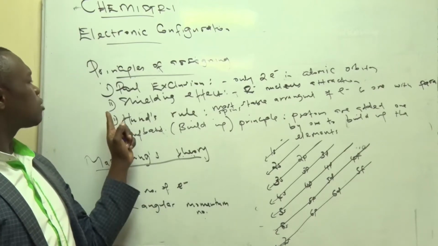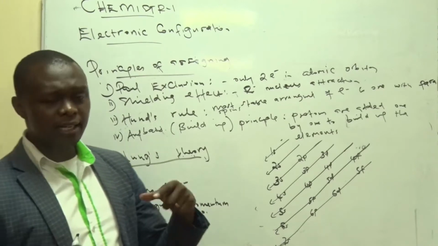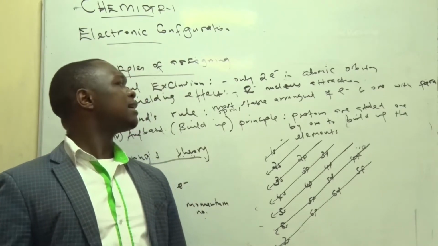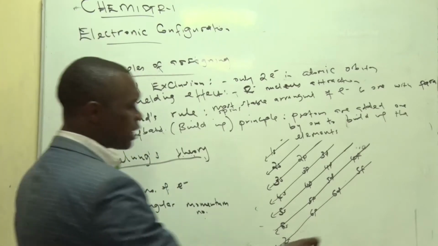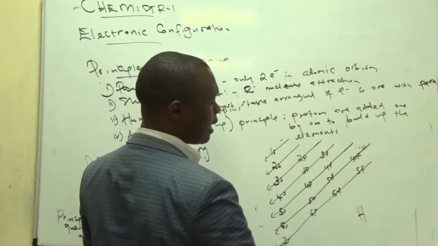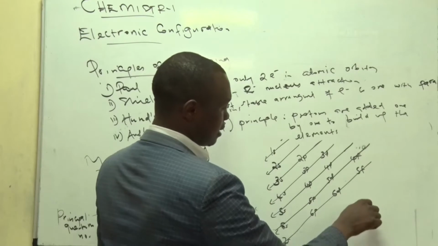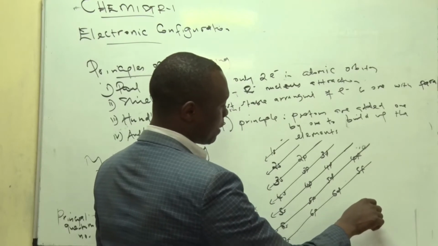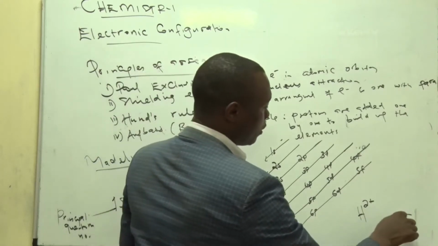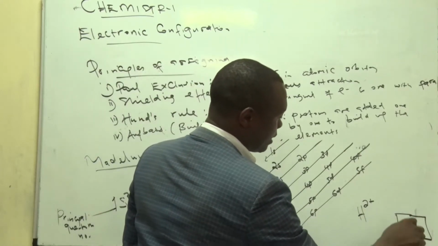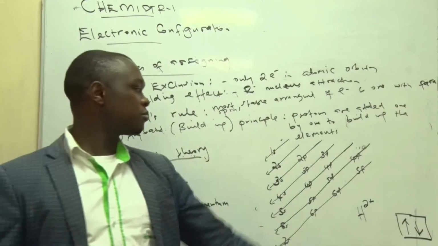The first principle is called the Pauli exclusion principle. This principle states that only two electrons can occupy an atomic orbital. For example, when you look at hydrogen, it has only two electrons, and when you look at the position occupied by two electrons in carbon, that is how they are assigned. So you can see a maximum of two electrons.